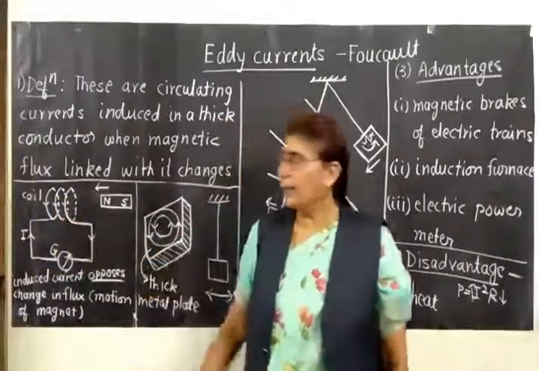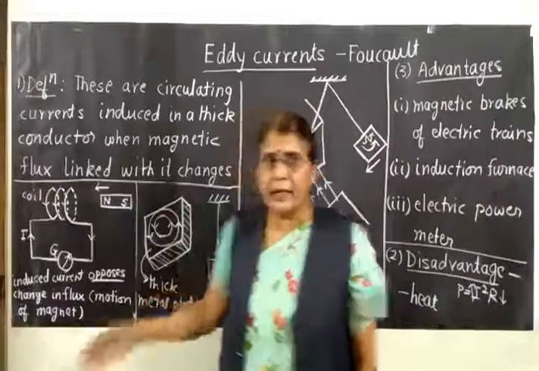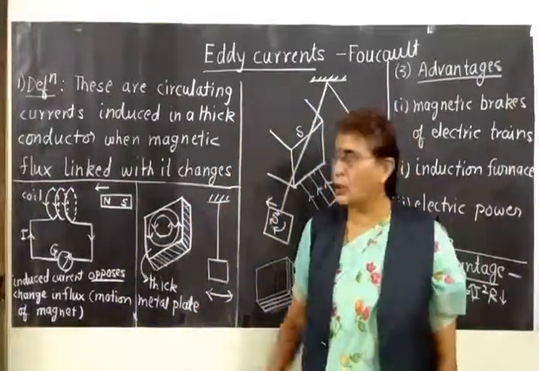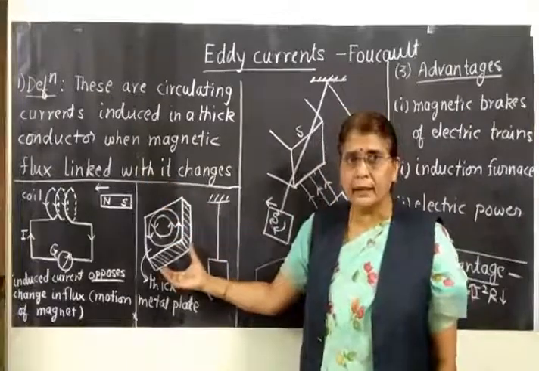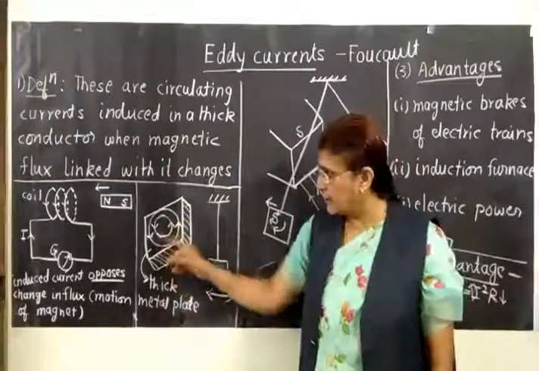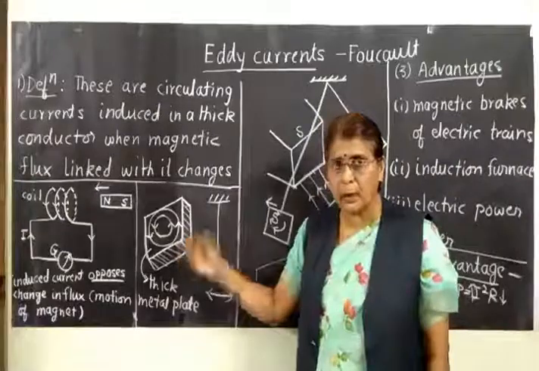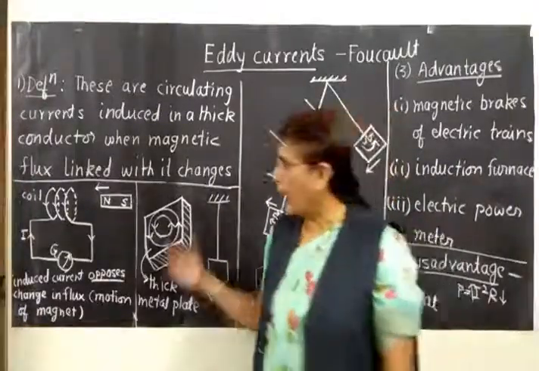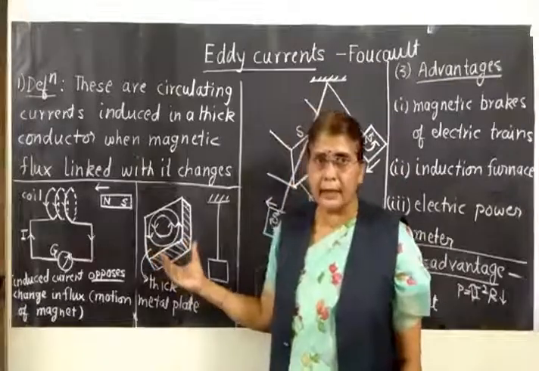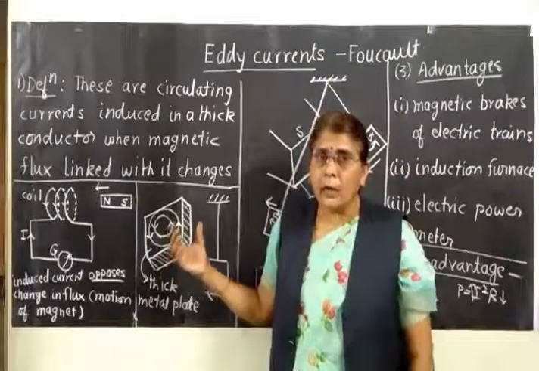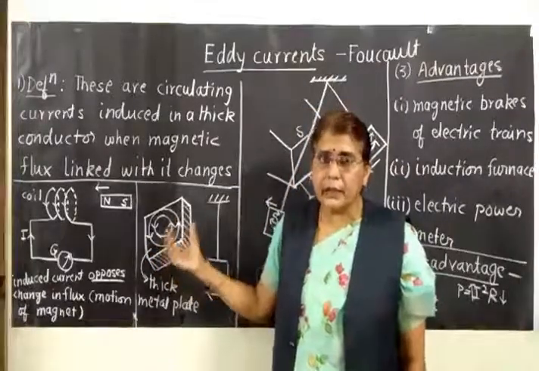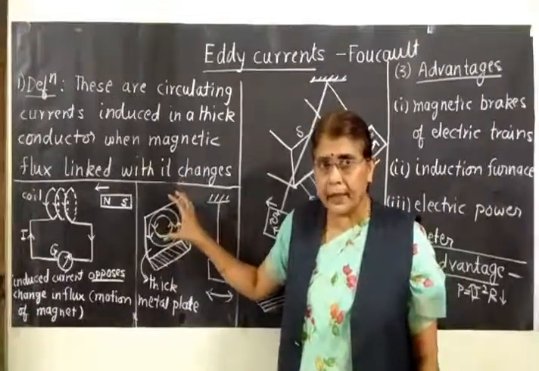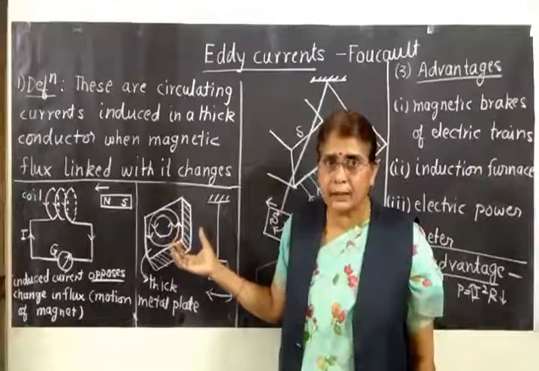Now suppose, let us replace the coil by a very thick metallic conductor, like a metal block you take. If the coil is replaced by a thick metal block like this, this is the thickness of the block. Let us take a thick metal block or a thick metal plate. So if you have a thick metallic conductor like this, then what about the induced current? Can you induce current in this thick metal plate? You can induce current in the thick metal plate by changing the magnetic flux with it.